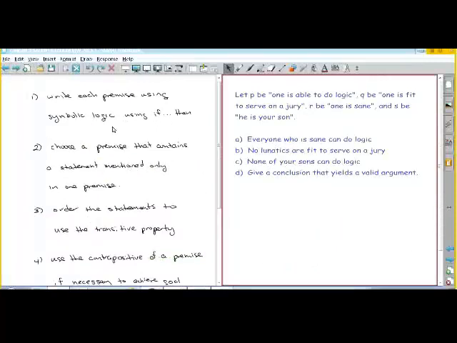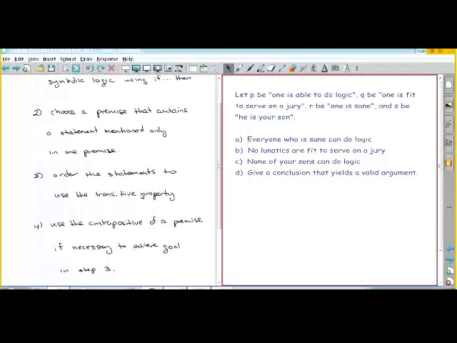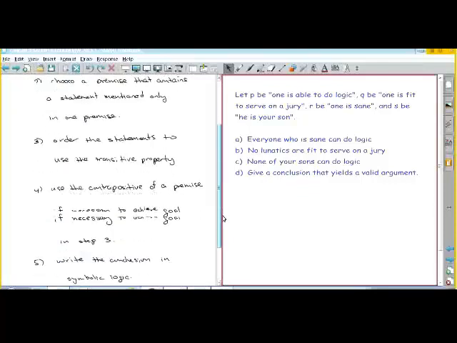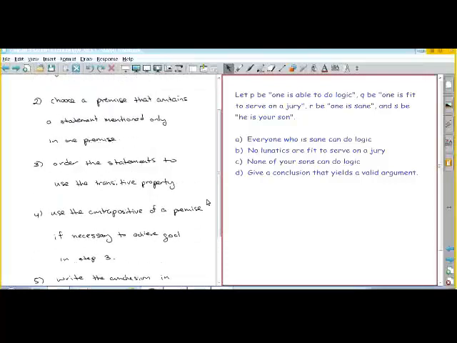So let's look at an example. And here's the procedure. Write each premise using symbolic logic. Choose a premise that contains a statement mentioned only in one premise. That'll be your first statement. Order the statements to use the transitive property. Use the contrapositive of a premise if necessary to achieve the goal set out in step 3. And write the conclusion in symbolic logic.